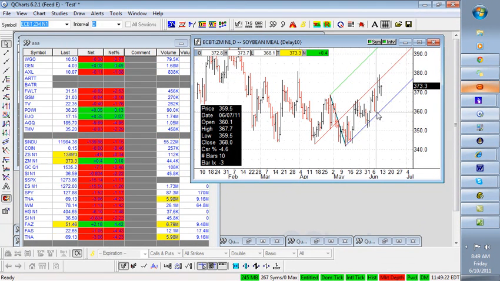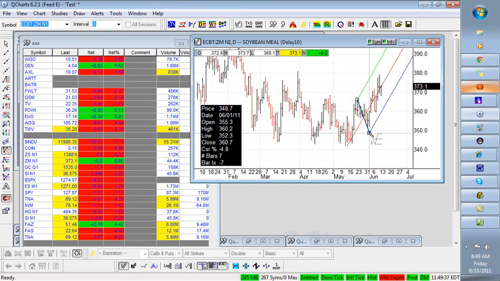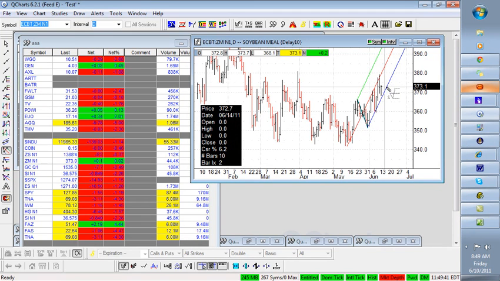Notice when they came down, they didn't go past the MLH. And it really doesn't matter which one you draw or close below it. See, it comes right down to it but doesn't close below it. Really nice.